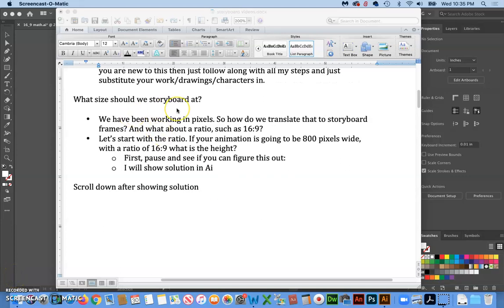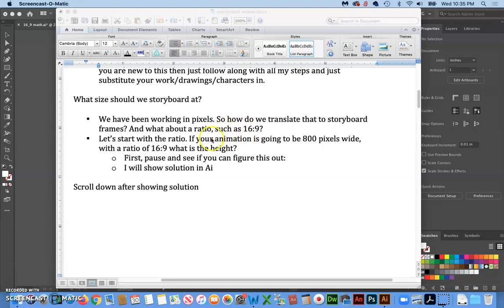So what size do we start storyboarding at? So far we just went into the program and worked in pixels, just punched in some numbers, maybe not knowing what all that meant. And what about ratio? Like you've heard that TVs are 16:9 aspect ratio. What does all that mean?